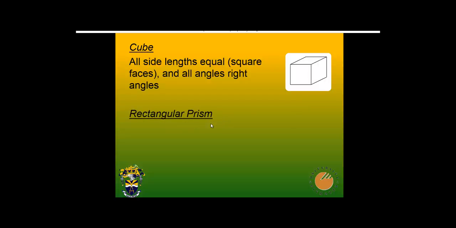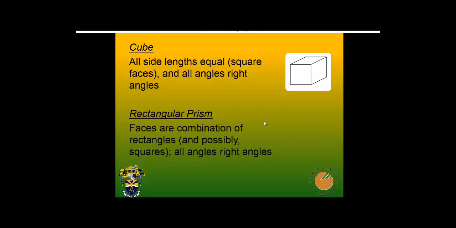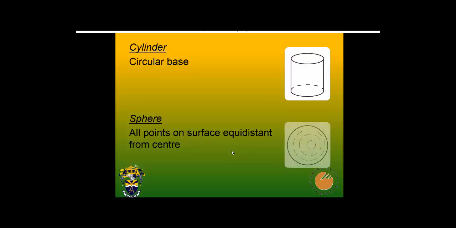The rectangular prism, or cuboid, is like a cube except that the faces are all rectangles. Just think about the variety of boxes that you can put stuff in. The cylinder. A cylinder has a circular base and looks something like this. The circle at the top is the same as the circle at the bottom. A sphere could be defined as a shape where all points on the surface are an equal distance from the center, but just think about a ball.